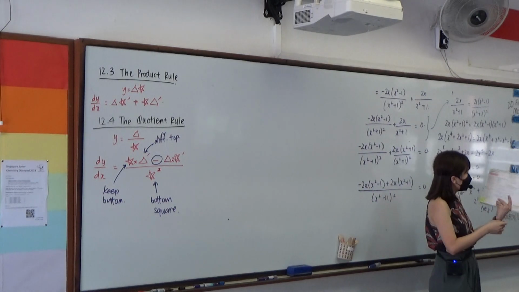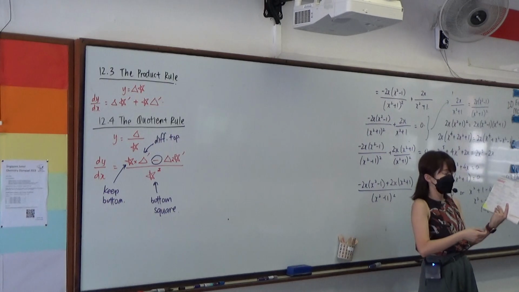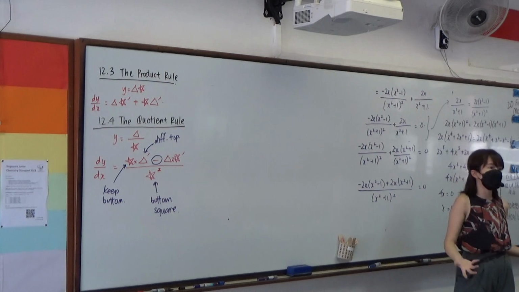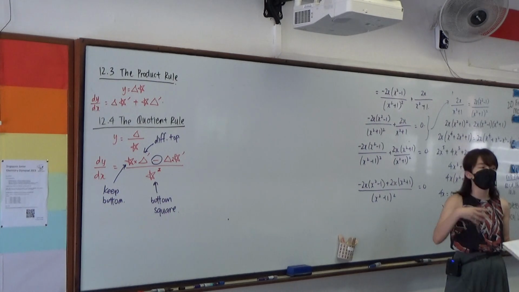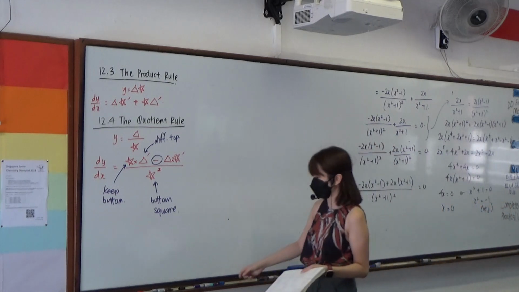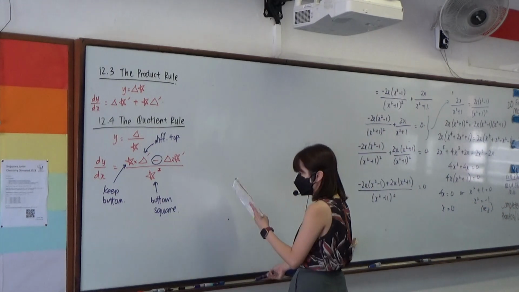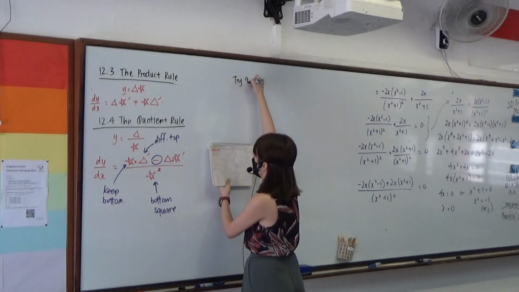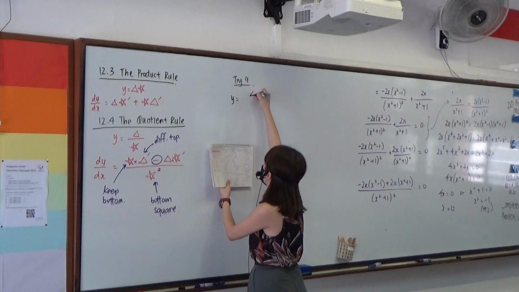In exercise 12.3 question 9, I used my product rule. But I want us to be familiar with both. Don't just solely rely on the product rule. Knowing the quotient rule is still important. So I will just show one example to show how it's being used.